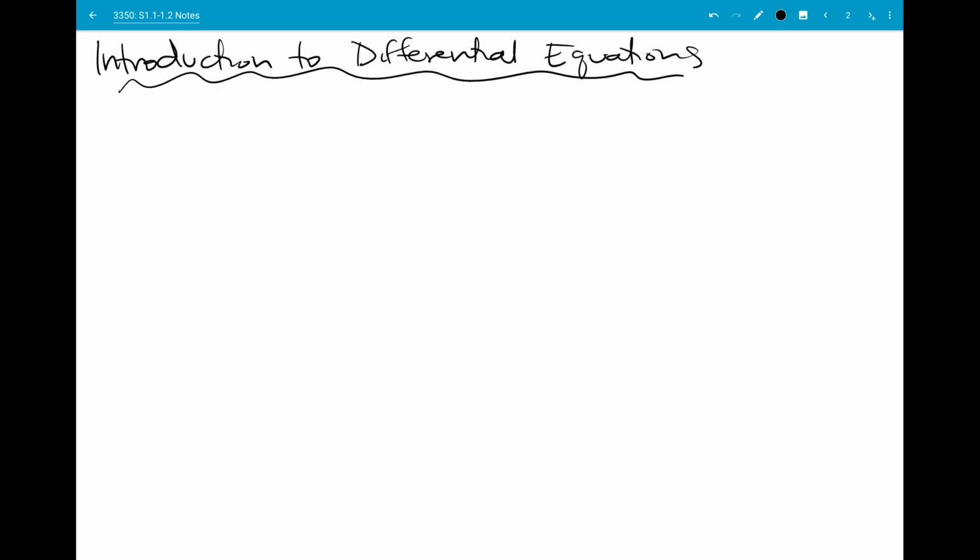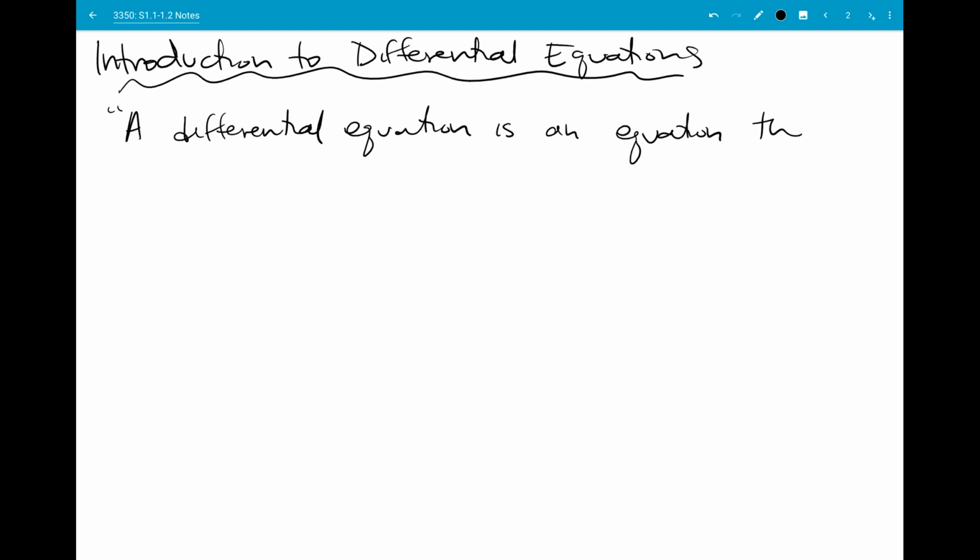So at its most basic, a differential equation is an equation that uses derivatives. That's something you could kind of conclude from the word differential equation. It must be an equation. And then the word differential means concerning derivatives. So a differential equation is an equation that uses derivatives.